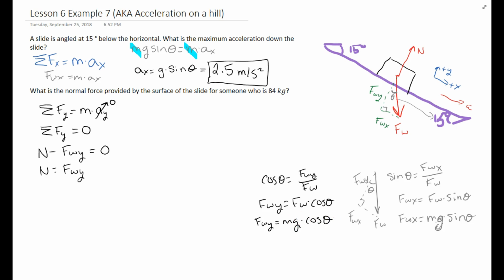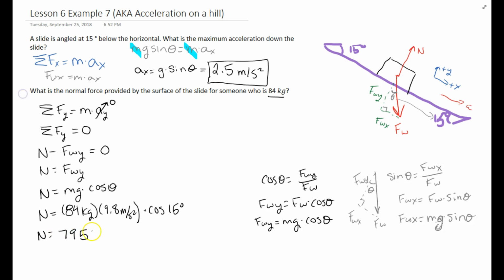So now that we have this, we can go ahead and plug it back into our other equation. We have all this information since we are given the mass of our object. We know it's on Earth. So the normal force provided to the person on the slide is 795 newtons.